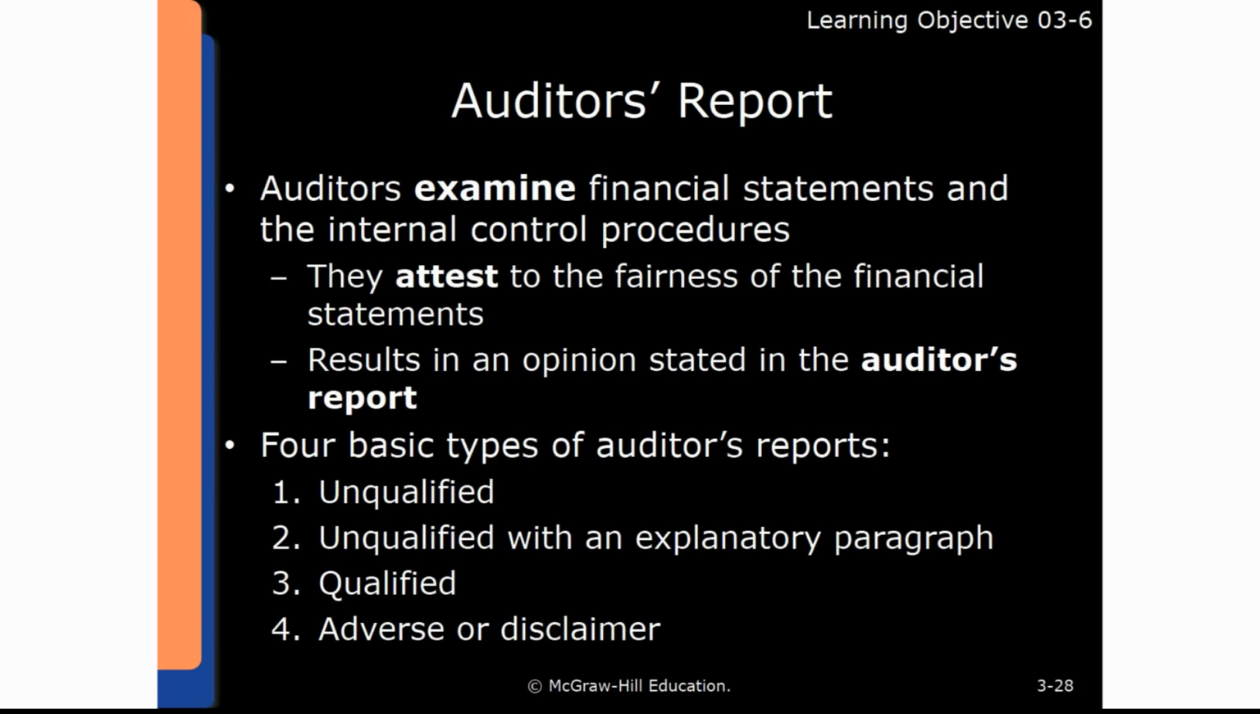Often an unqualified opinion will have an explanatory paragraph. It doesn't change the fact that you have an unqualified opinion, but there are things that the company may need to look at or should correct, and so they provide explanatory paragraphs. Qualified is a significant event where the auditor reports something that they found significant.